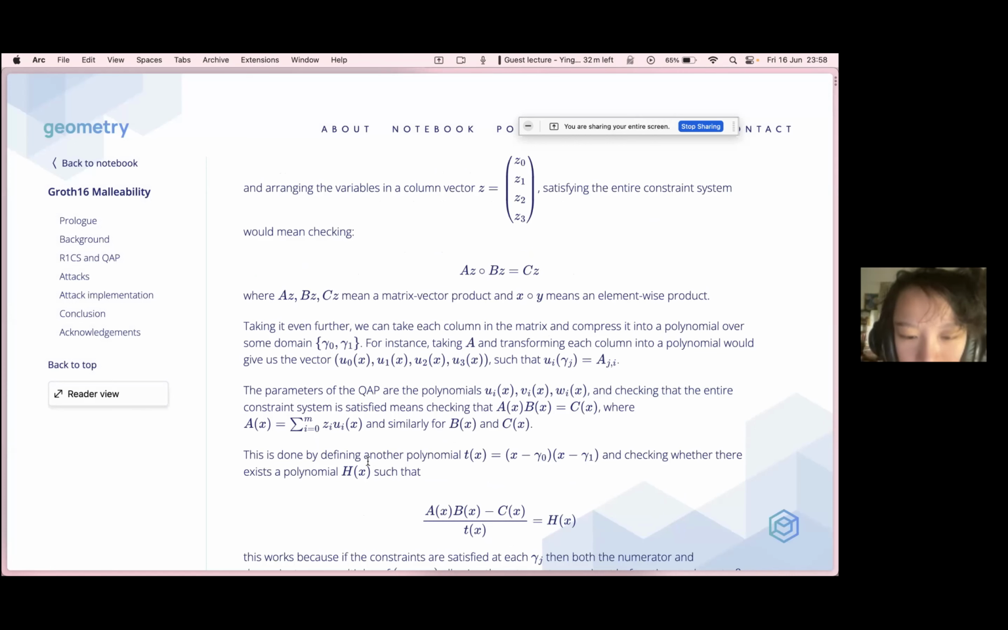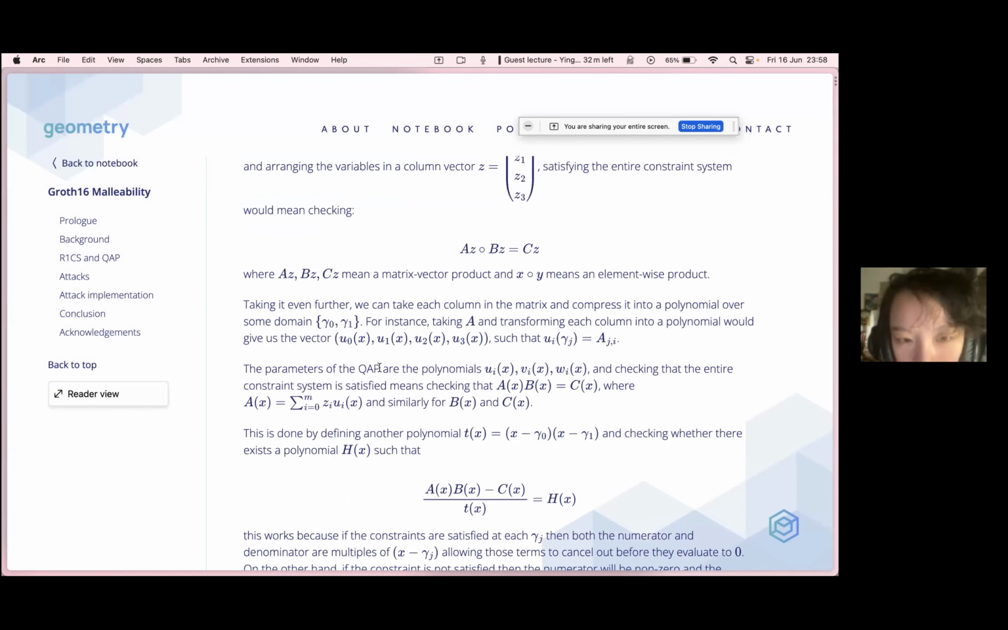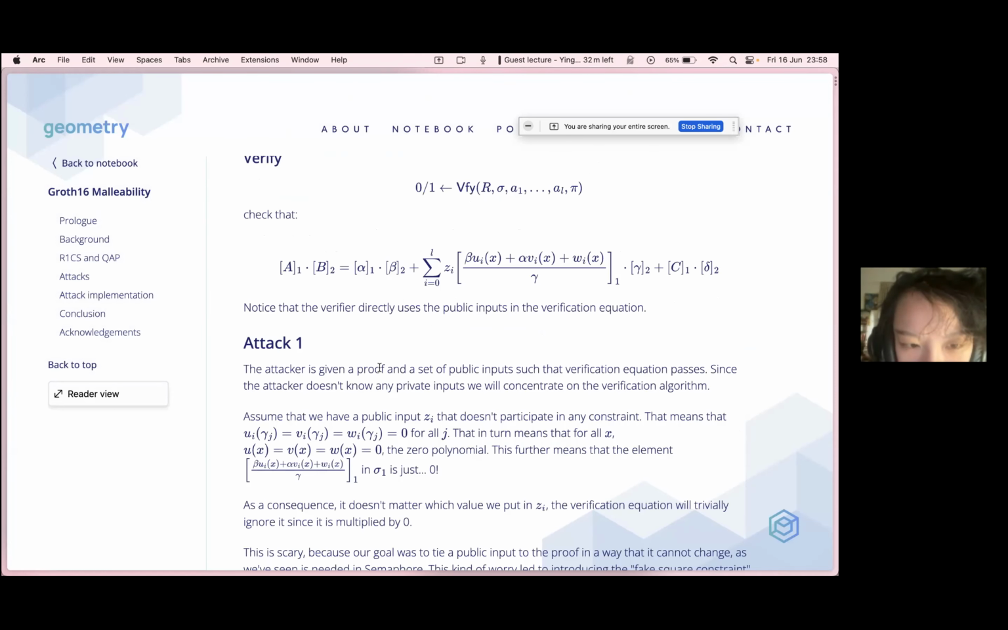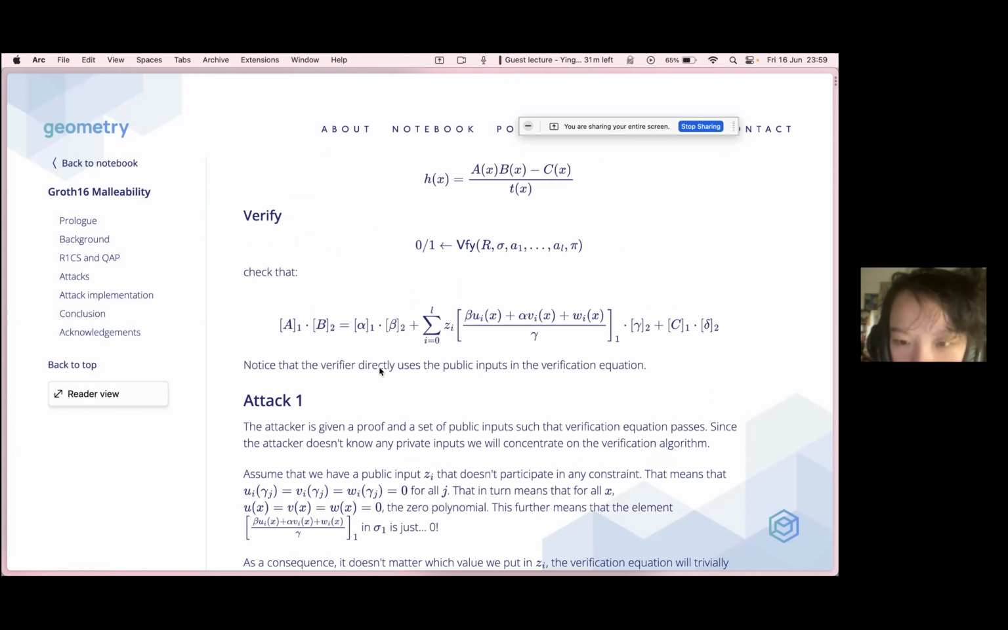So I recommend firstly reading this article by the geometry team. So the first L elements of your assignment Z are your public inputs, and the verifier actually computes this term by itself with no help from the prover, because these Z_i are completely public, and this is an element from the trusted setup. So the verifier can do this.